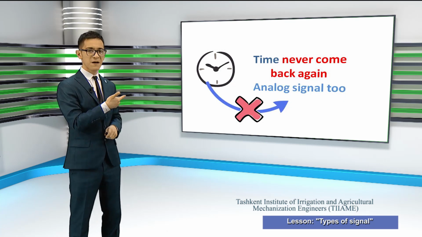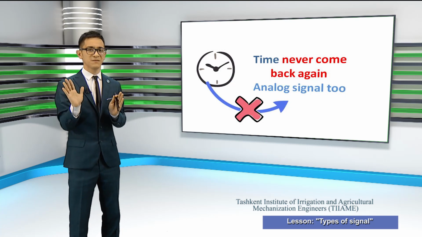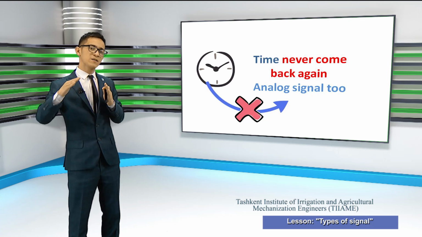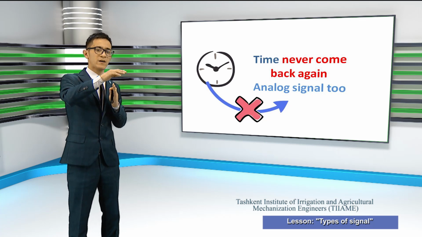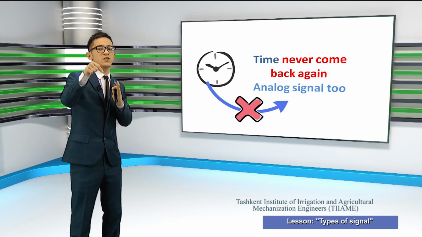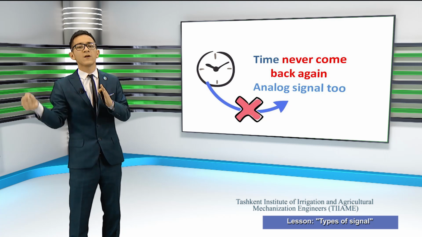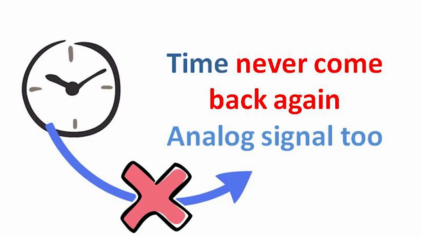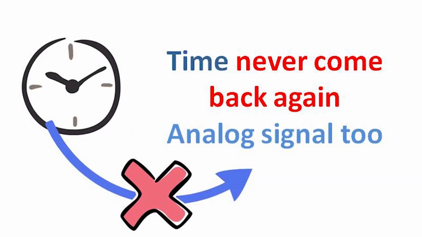Here you see the time, yeah? Time never comes back again. And analogous signal is the same. If an analogous signal starts to go and give information, and we stop this process, it never continues from the point where it ended. It will start from 0 point. It means that we can repeat this information. And all of it goes continuously.